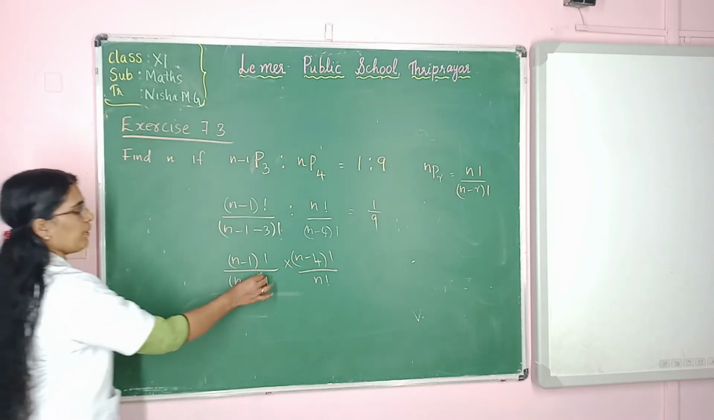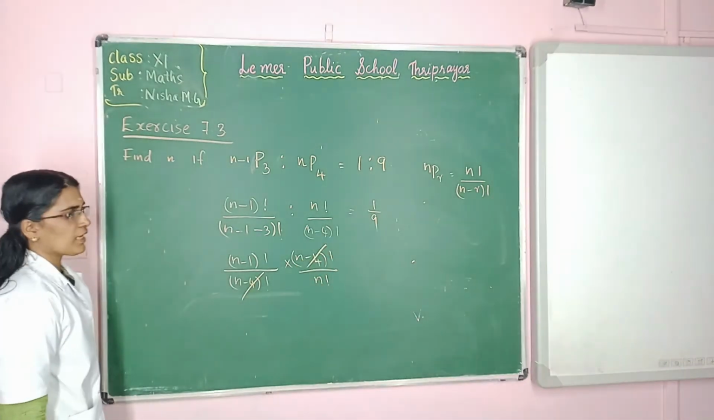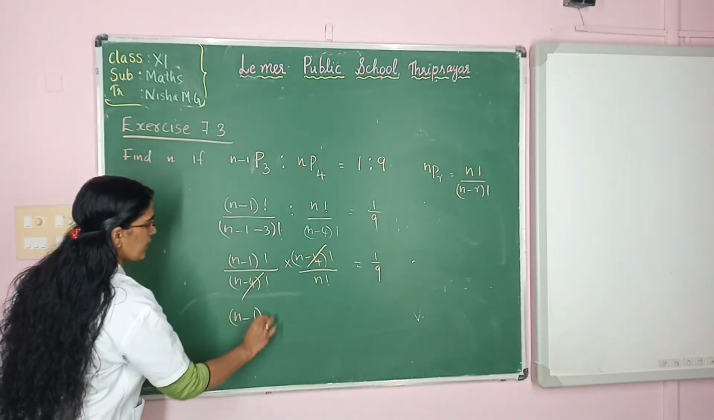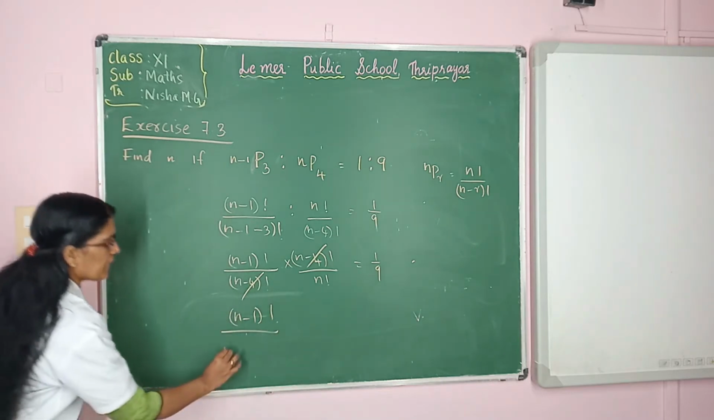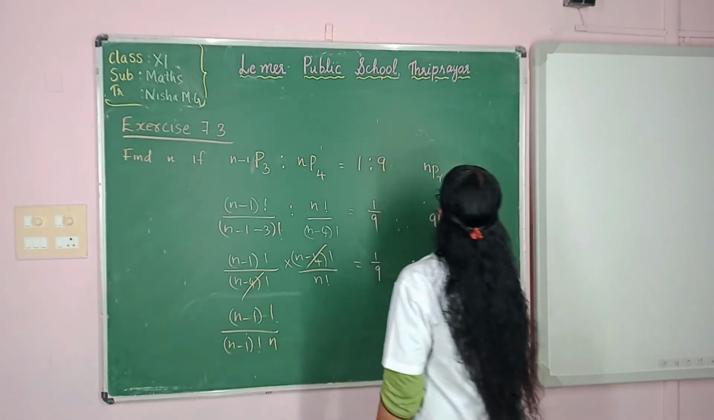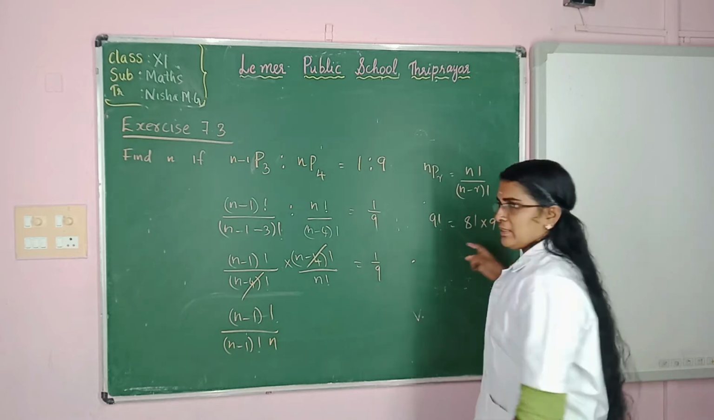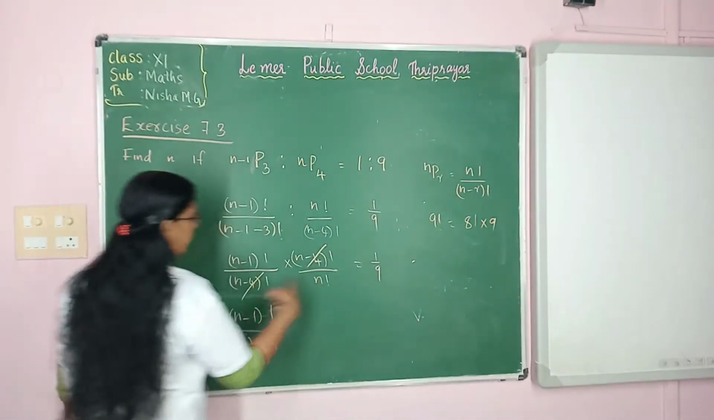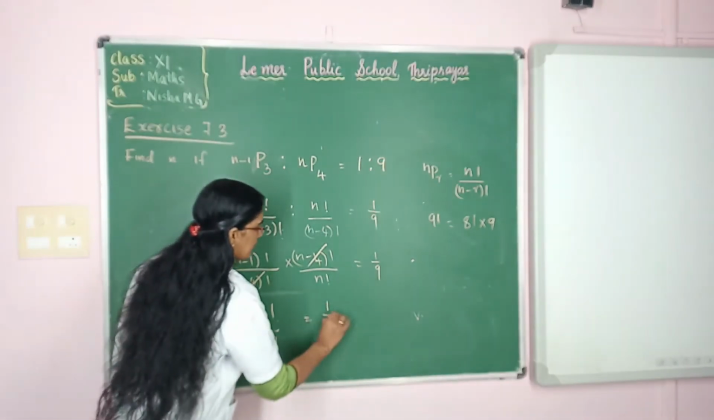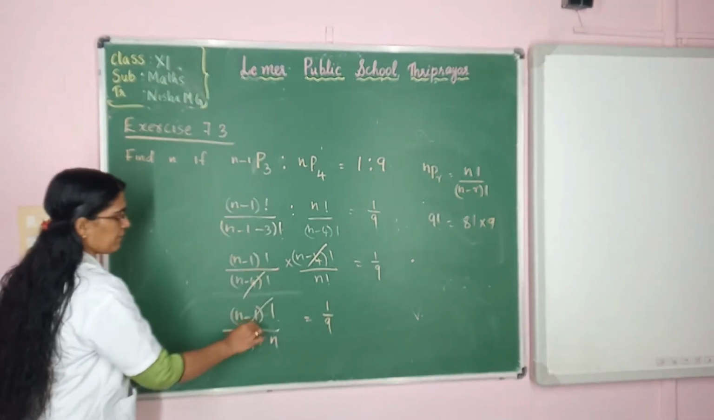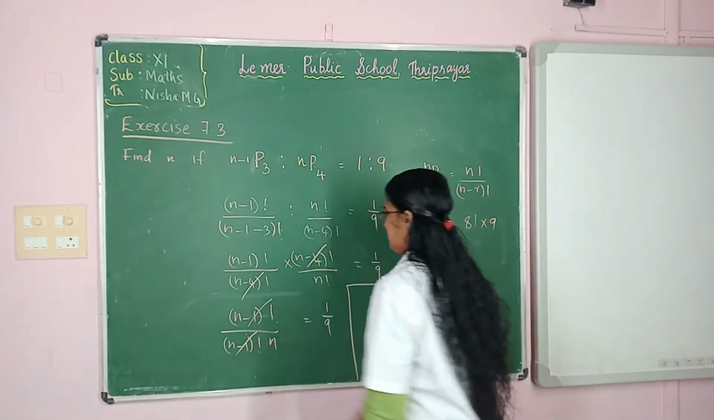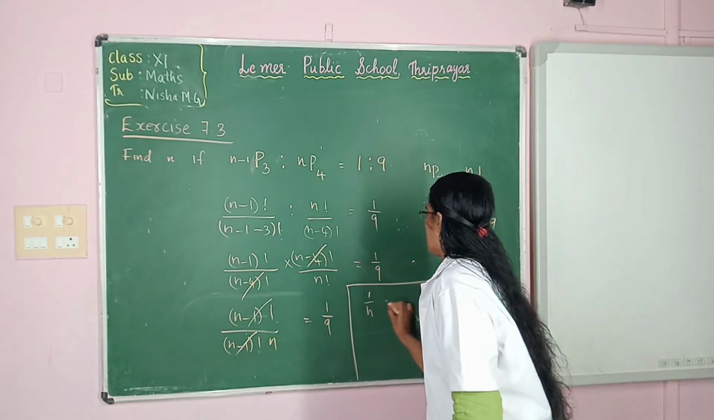Now let us cancel the common terms. (n minus 4) factorial and (n minus 4) factorial cancel. This is equal to 1 by 9. Now (n minus 1) factorial with no change, divided by n factorial. How to write n factorial? (n minus 1) factorial into n. We have studied 9 factorial, which we write as 8 factorial into 9. In the same way, n factorial is (n minus 1) factorial into n, equal to 1 by 9 on the right side. Now (n minus 1) factorial and (n minus 1) factorial cancel. What remains is 1 by n is equal to 1 by 9.